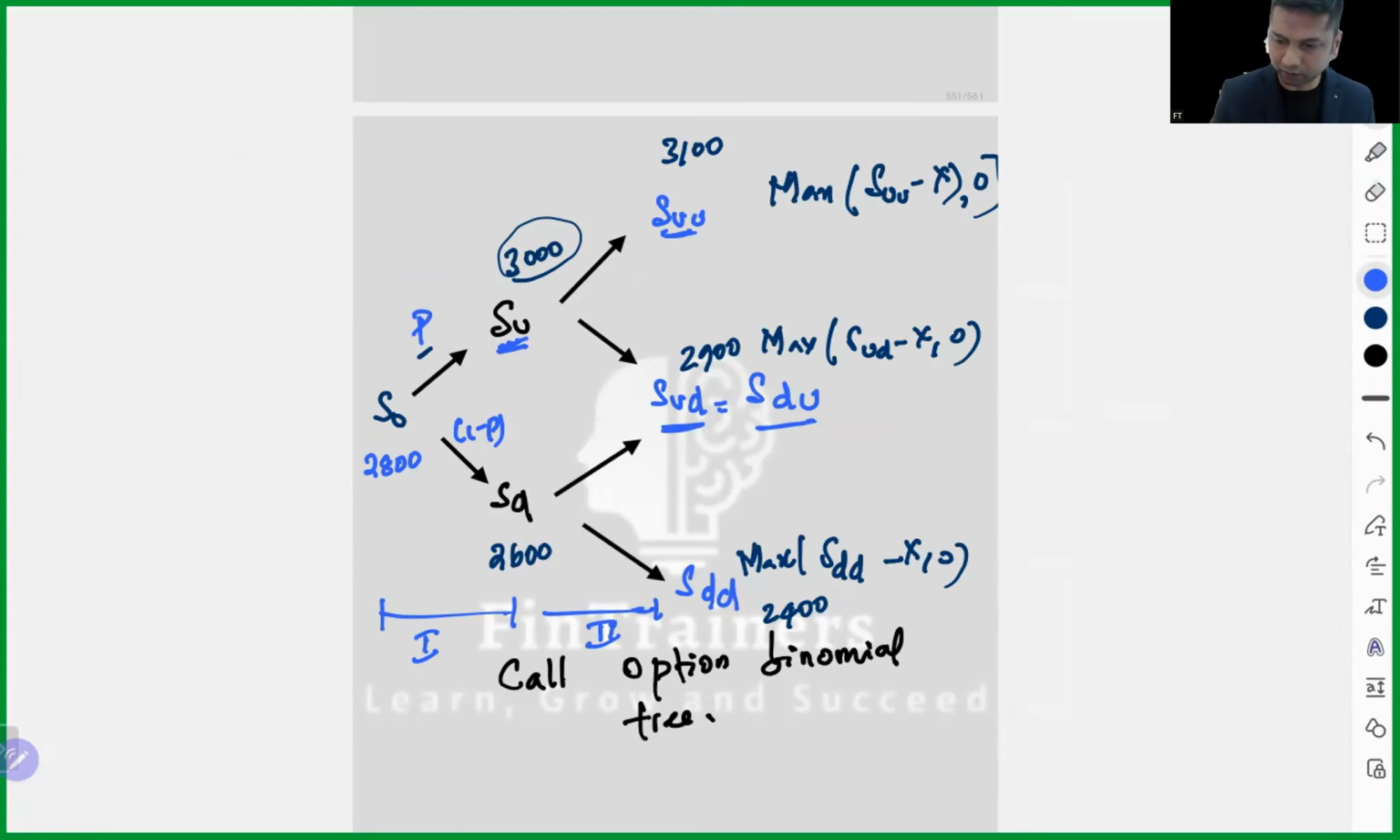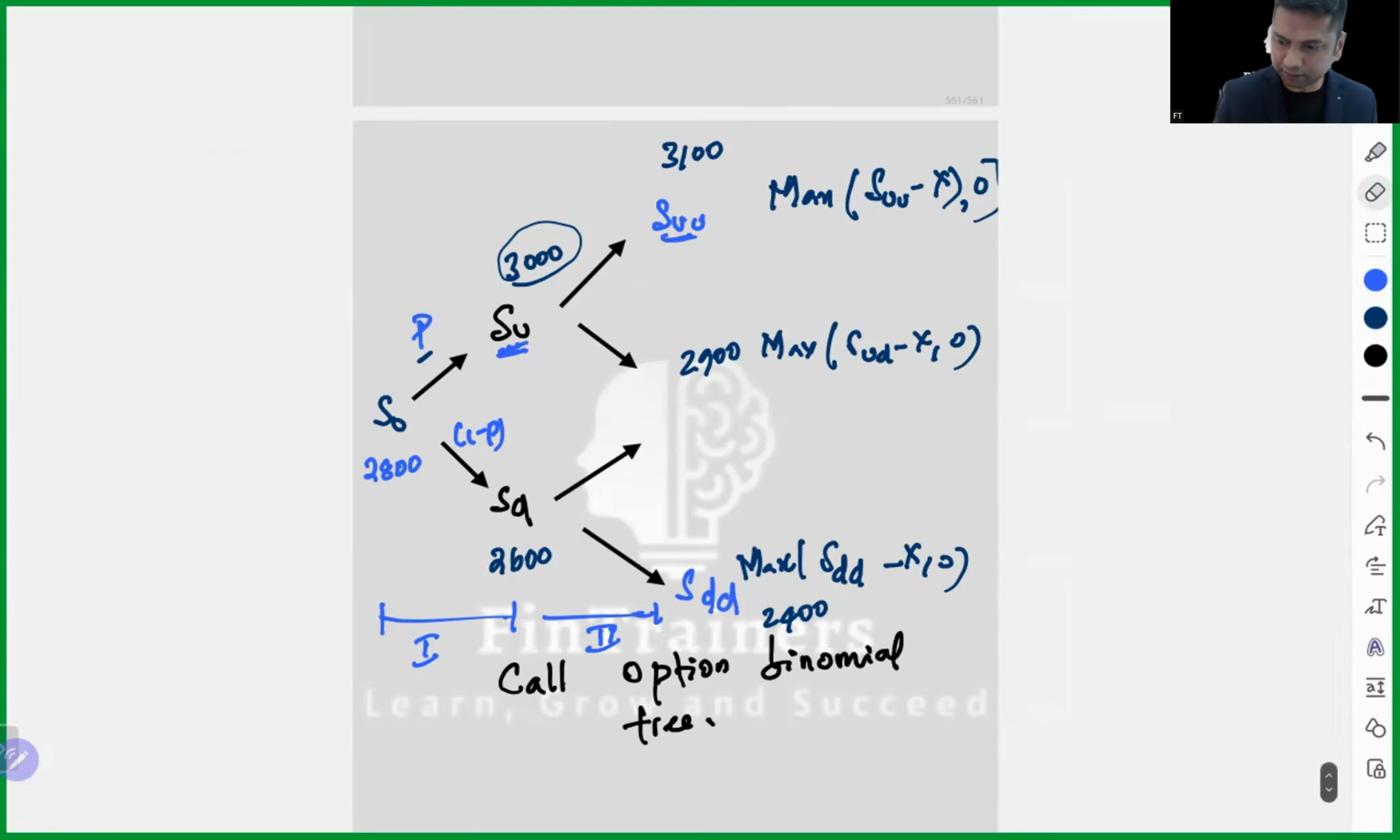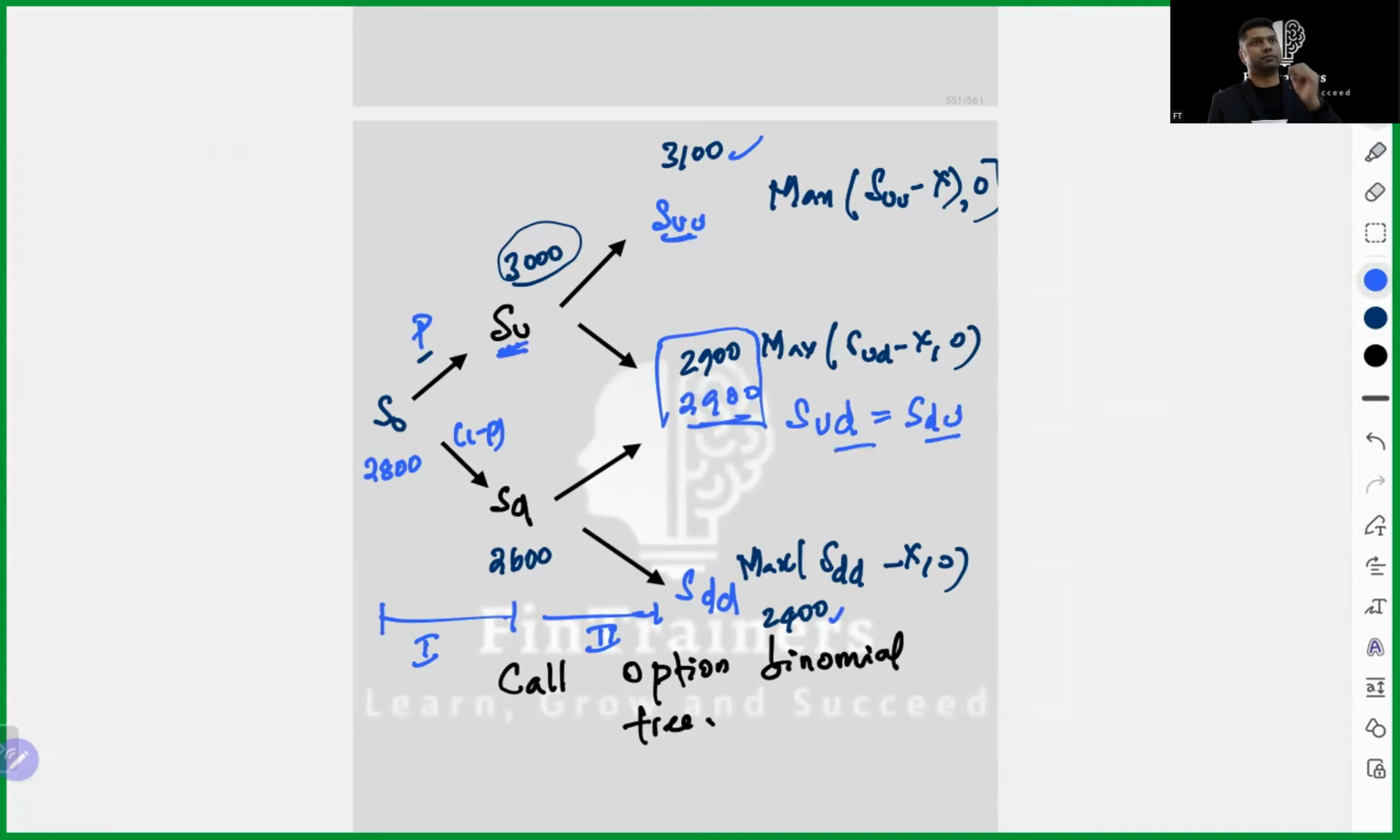I could have another model where these prices are not the same. In that case, I have 4 outcomes, correct? But that is not what we will be doing. We will assume that this node is the same. So SUD and SDU are going to be the same. Both are going to come up with the same answer. Whether it is an up move and then a down move, or a down move and then an up move, the value will be the same.